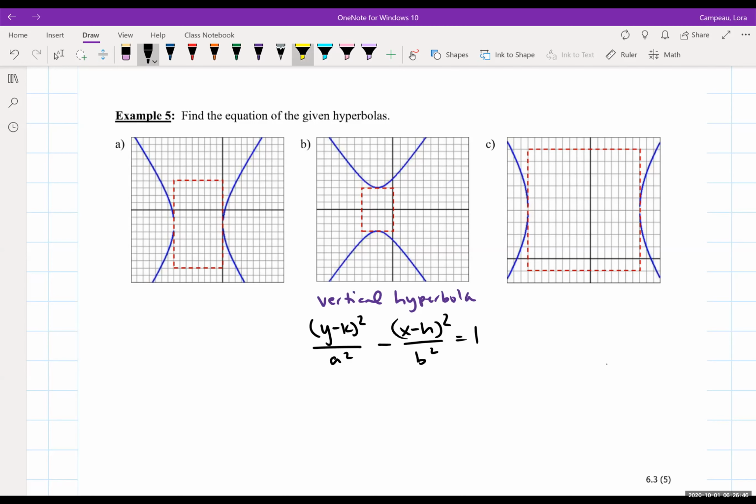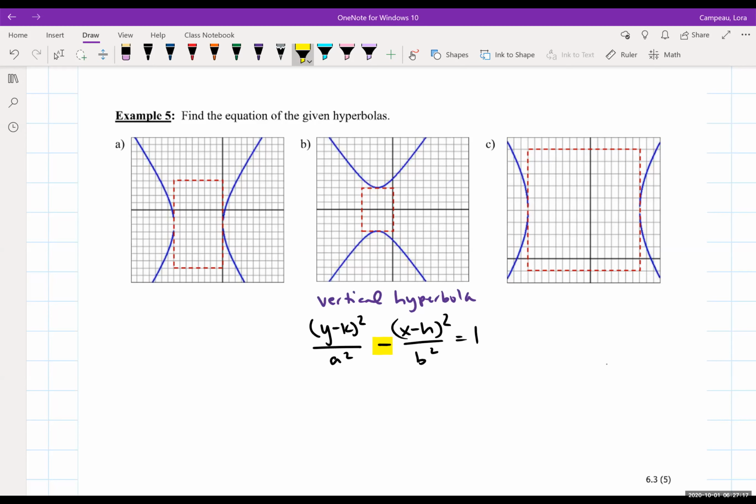And just a heads up to remind ourselves, how are these different than the ellipses? Keep in mind that you do have a minus sign separating the square terms. And it does not matter whether a squared is bigger or smaller. What determines whether you're a vertical hyperbola or a horizontal hyperbola is the positive term in your equation.